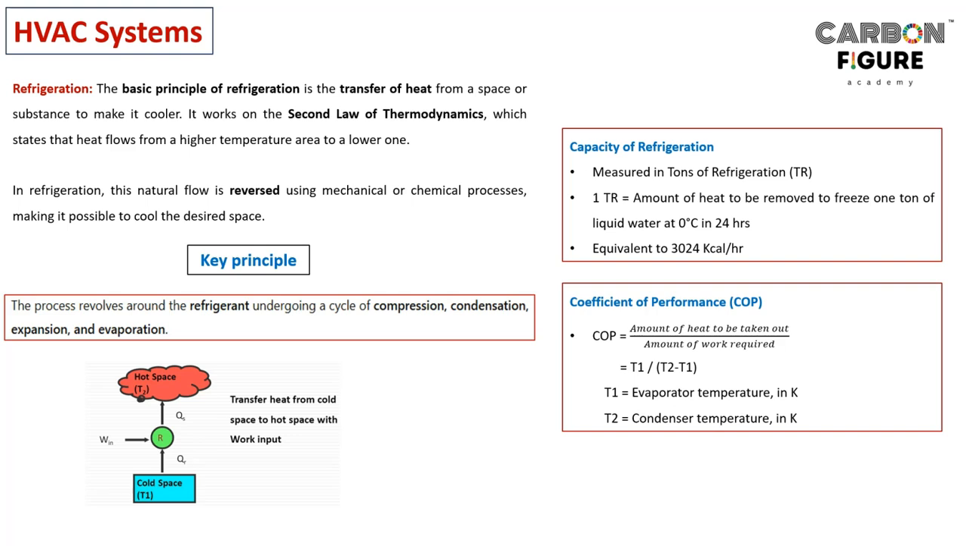What is meant by refrigeration? The basic principle is to transfer heat from a space or substance to make it cooler, right? Which means there is a space, and from that space the existing heat is removed out of the place. That's all. It works on the second law of thermodynamics. There are three different laws. It is based on the second law of thermodynamics, which states that heat flows from a higher temperature area to a lower temperature area, right?